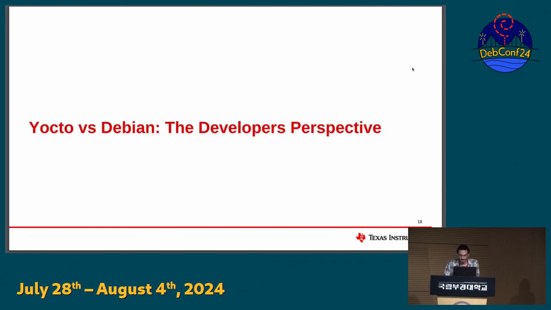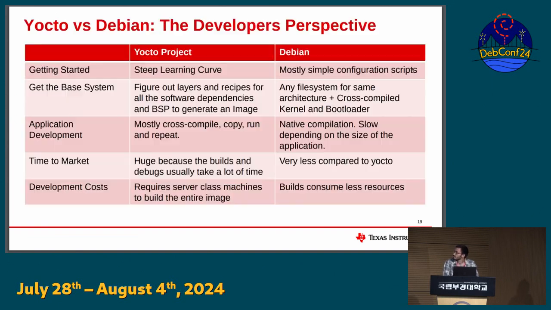Yeah. So Yocto versus Debian. When it comes to Yocto, getting started is usually hard. You need to learn a lot, and you need to set up a lot of environment stuff to start the first build. So Yocto usually has a steep learning curve, but when it comes to Debian, it's mostly simple configuration scripts which you can tweak. You can just tweak the packages list, or if you don't want to do any customizations to any packages, you can just list the packages that you need, and you will have the base image ready.